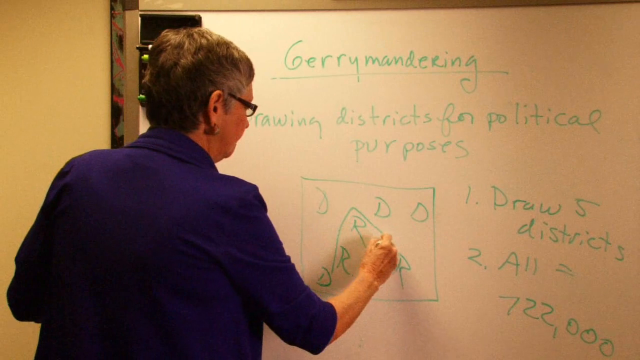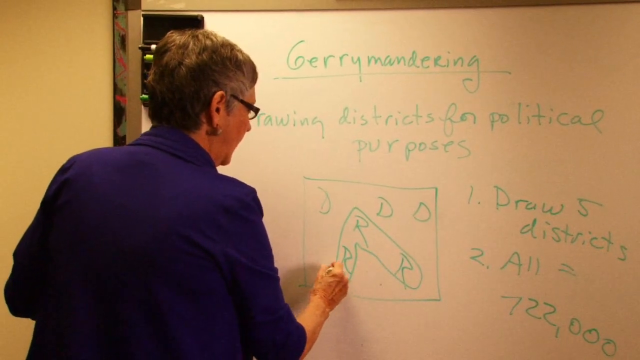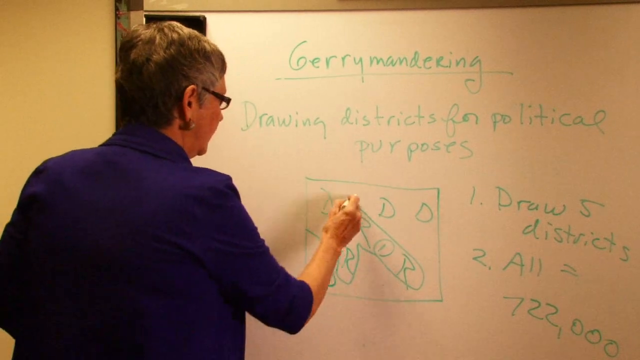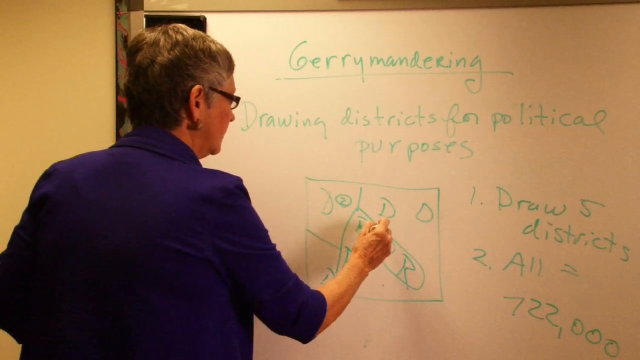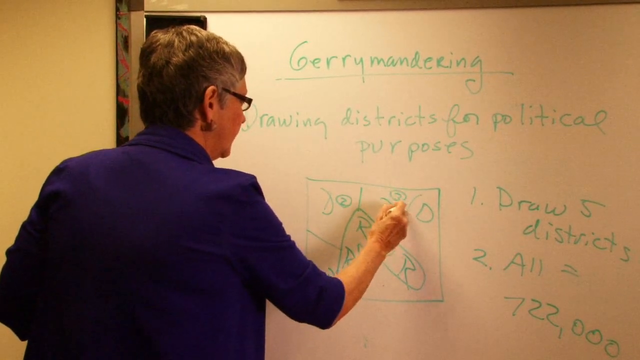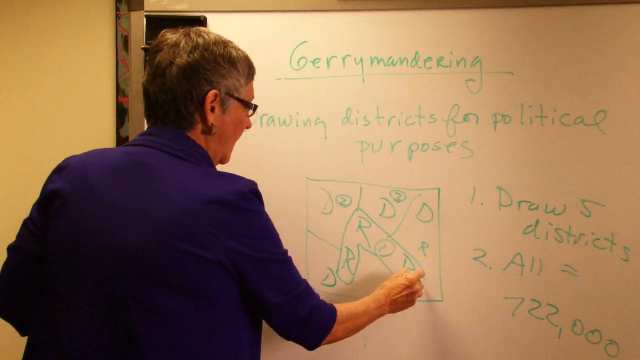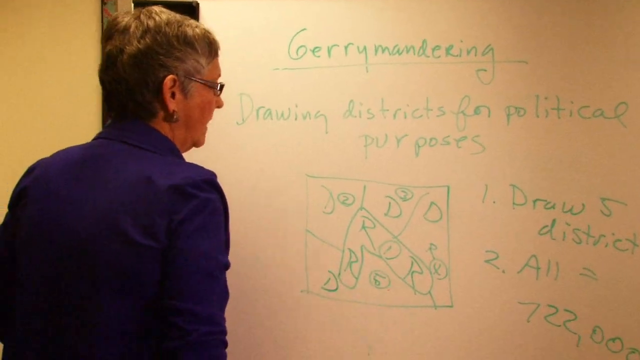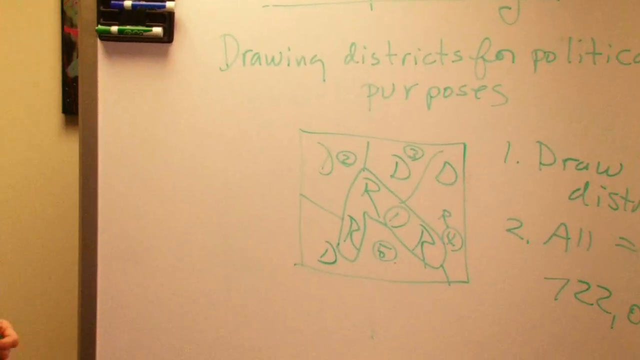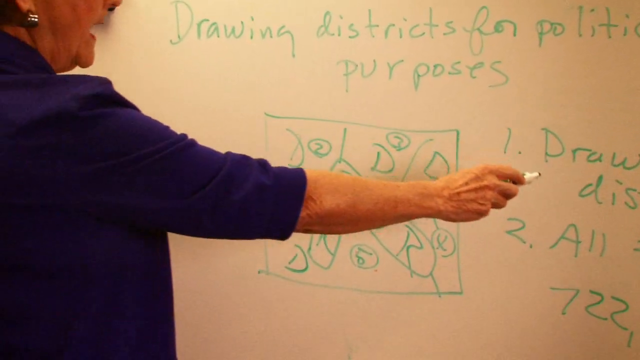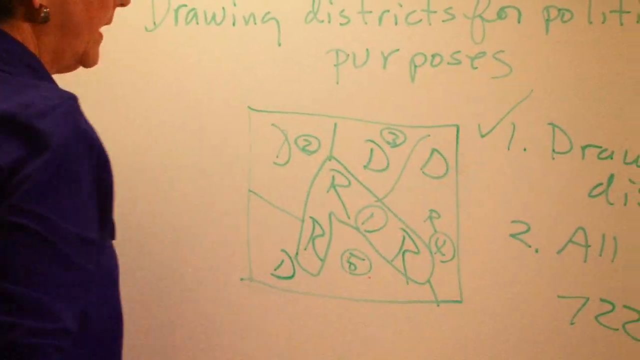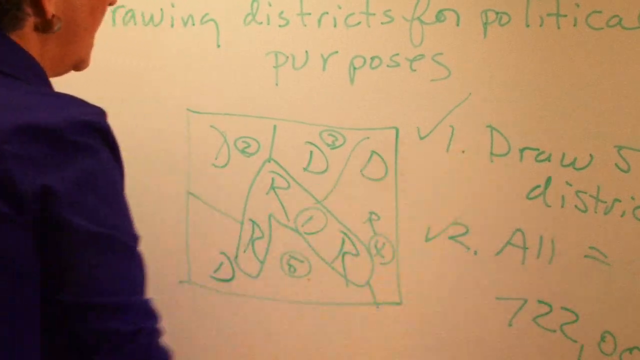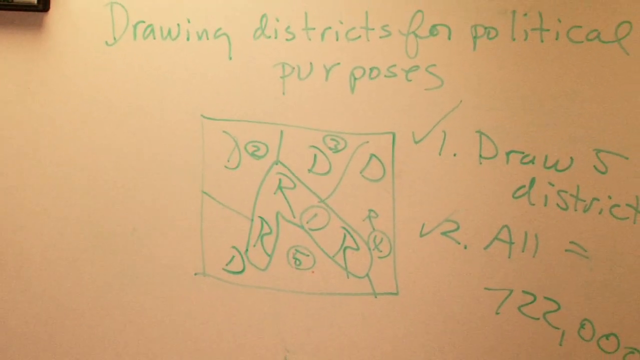Here's a district right here. So that's District 1. And then here's District 2, and maybe District 3, and maybe District 4, and District 5. Now let's see if I've done my districts. Have I drawn 5 districts? Yes. Are they all numerically equal? Yes, they are. I'll just say that they are. And I've accomplished my goal.